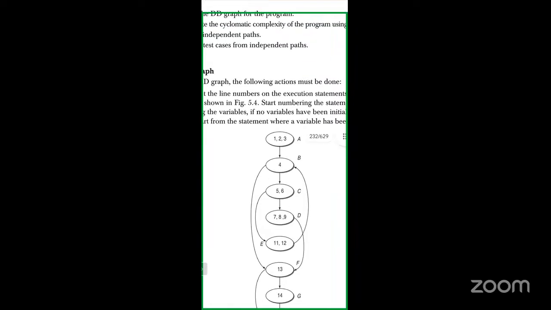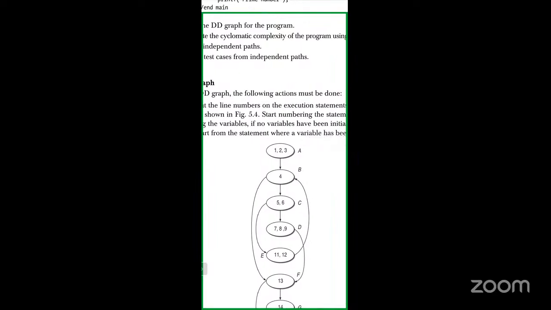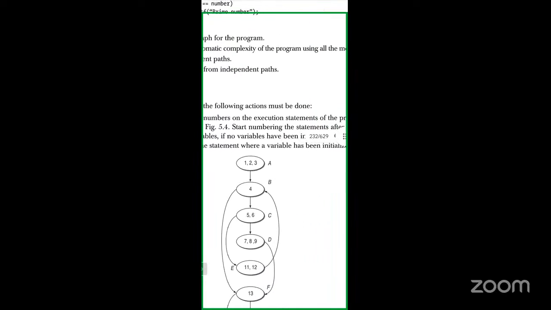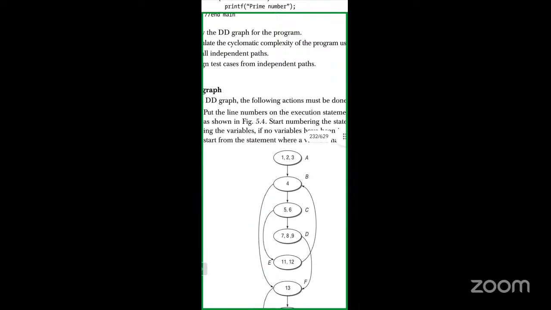Okay. So for that also we have some conditions, that is for drawing the DD graph, some set of actions must be done. Okay. So the first is to put the line numbers on the execution statements of the program as shown in the figure. That is we are having the set of statements which are numbered from 1 to 15. Those are all given from 1 to 15.